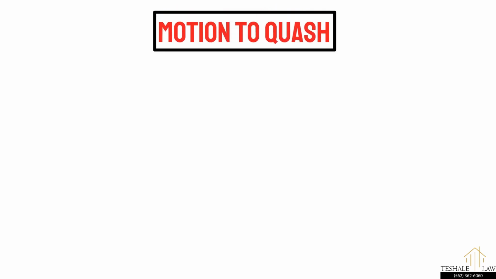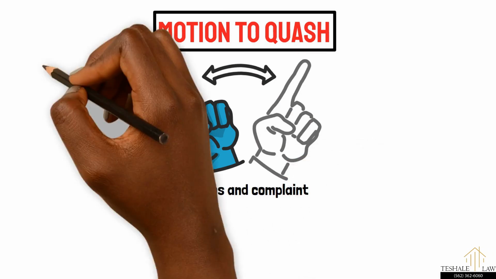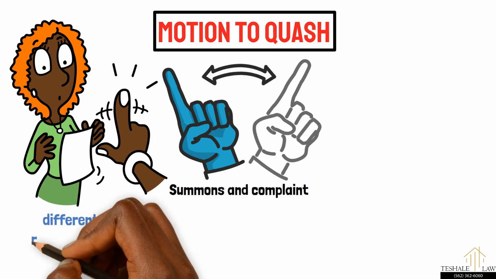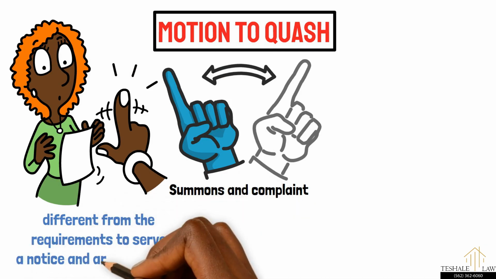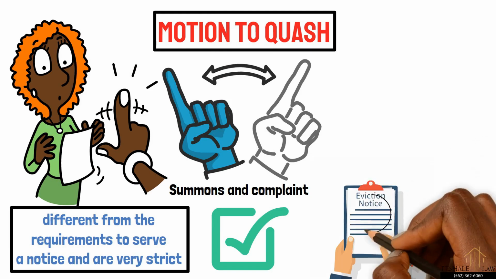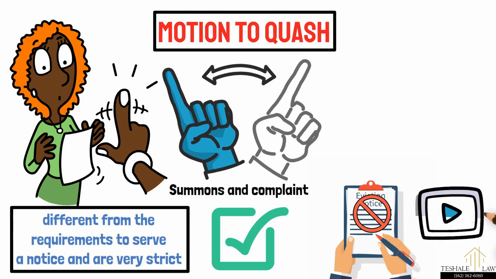A motion to quash argues that you were not properly served with the summons and complaint. The requirements for serving a tenant with a summons and complaint are different from the requirements to serve a notice and are very strict. If successful, a motion to quash can delay or even stop the eviction process. We will discuss this in a separate video.